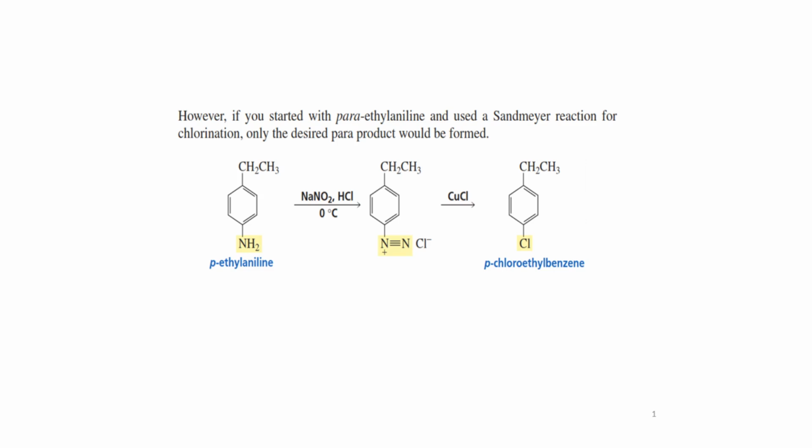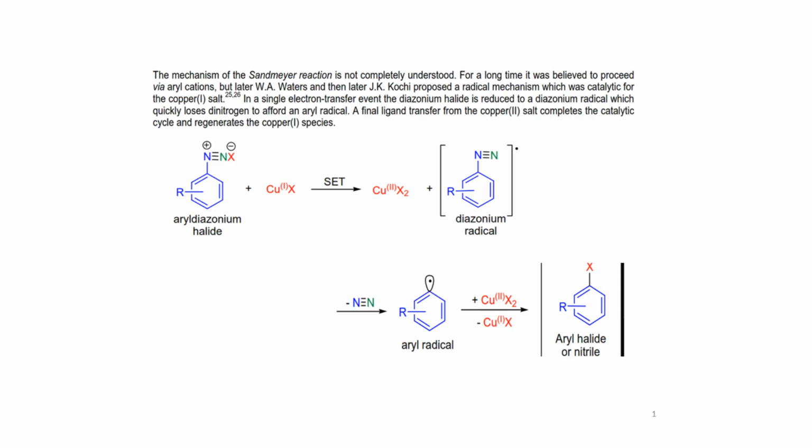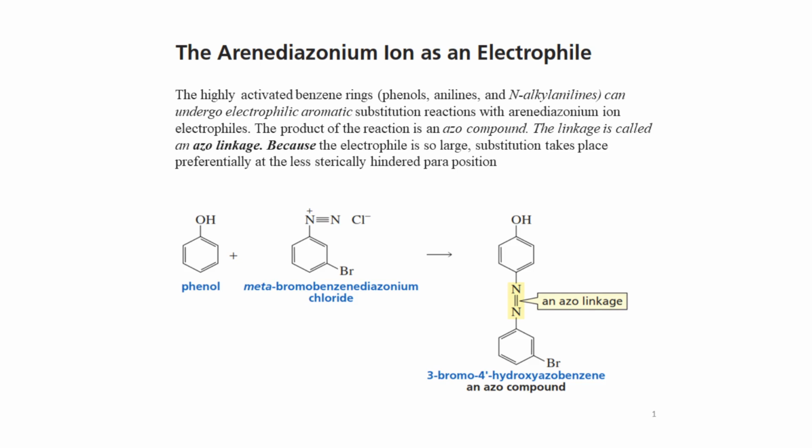Using para-ethylaniline and a Sandmeyer reaction for chlorination yields only the desired para product, para-chloroethylbenzene. The Sandmeyer reaction mechanism involves a diazonium, radical intermediate, which undergoes a ligand transfer to form the final product. Arenediazonium ions can undergo electrophilic aromatic substitution, forming azo compounds with a preference for the para position.